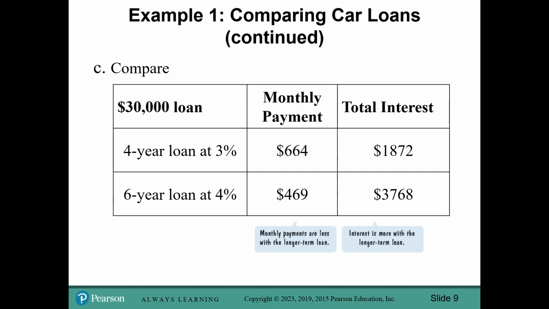So you really have to balance what you can afford. If you can only afford to make a smaller monthly payment, then sometimes you have to go with a longer-term loan, and you do wind up having to pay more interest over the term of the loan. But if you can't afford the higher payment, that's sometimes a decision you have to make.